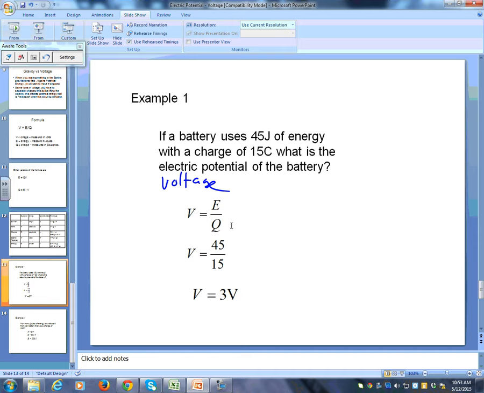What is the E? 45 joules of energy. How do I know that E is 45? It says of energy. 45 joules, I can look at my sheet and I can tell that's energy. With a charge of, so that's my Q, 15 coulombs is charge, so it's 45 divided by 15, 3 volts. If you have a remote control with 2 AA batteries in it, you've got 3 volts. A lot of things take 3 volts.